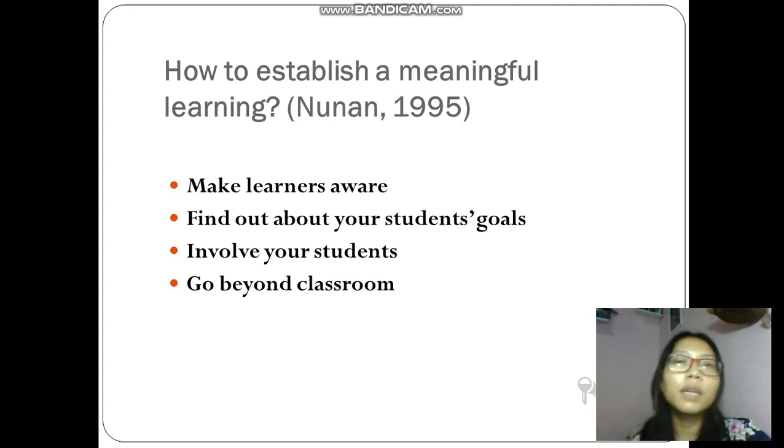Next is involve the students. Let them make a decision whether they want to learn inside the classroom or outside the classroom, and so on. And then go beyond the classroom.